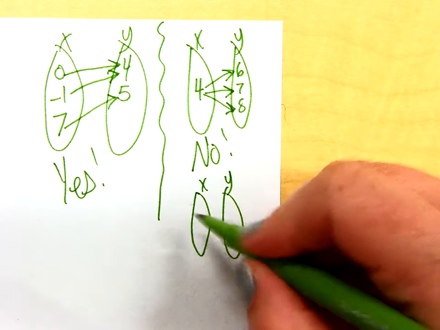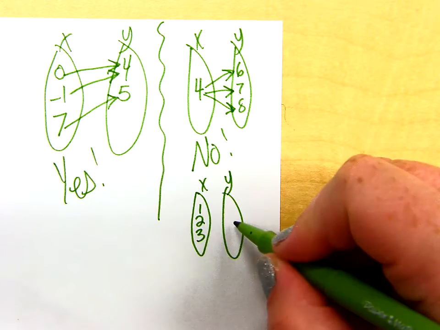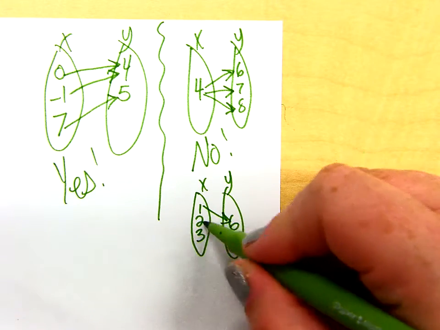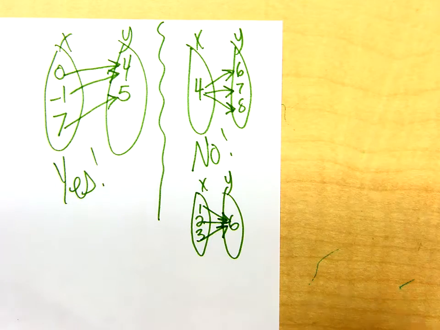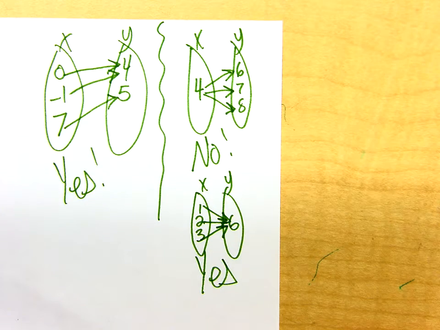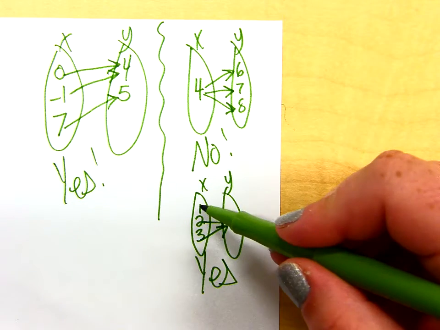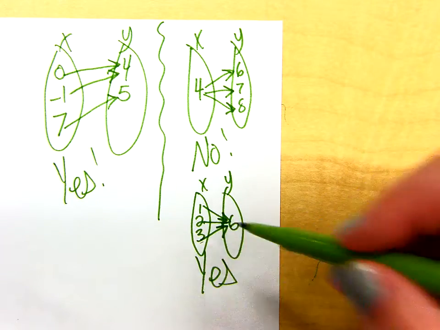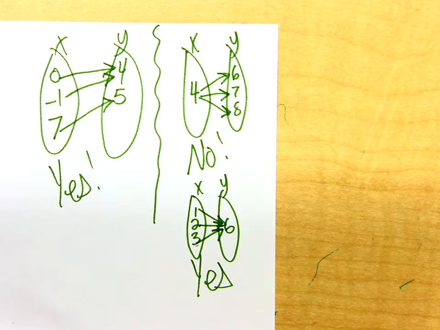One more. Function, yes or no? Yes. It doesn't matter if all the numbers go to the same number. Each number can only have one output. Each input can only have one output, and that's the case there. Okay. So there's that.